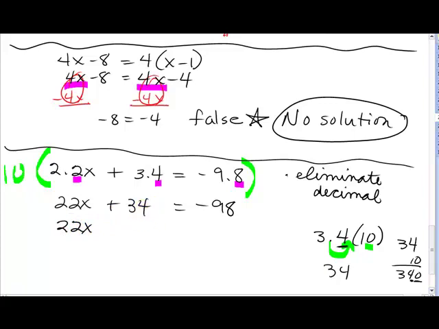So we want to minus the 34, minus the 34. So 22x is going to equal a negative 132. Then we want to divide by the 22 to get this x all by itself. Divide by the 22. And x is going to equal a negative 6.